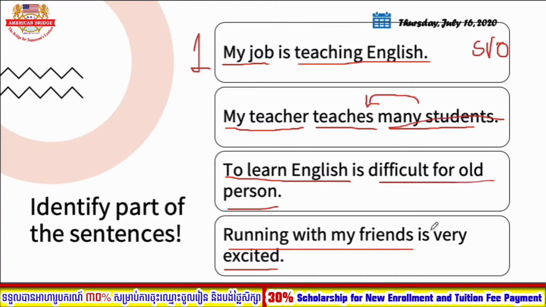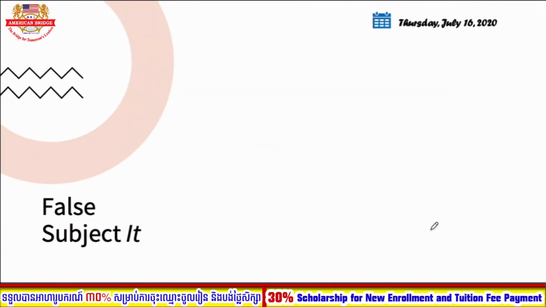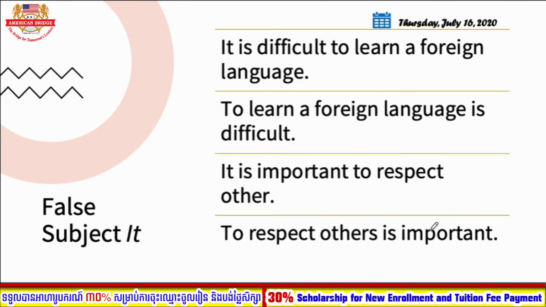Now we will explore a new topic, which is the for subject it. So what is the for subject it? To make this topic much easier, let's look at the sentences. Let's read the first sentence. It is difficult to learn a foreign language. As you can see, the sentence starts with it is. So it functions as the subject in this sentence.